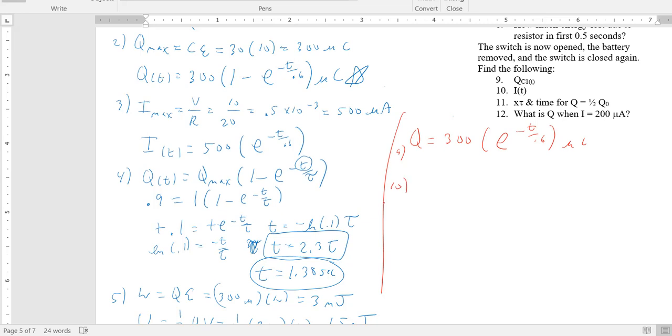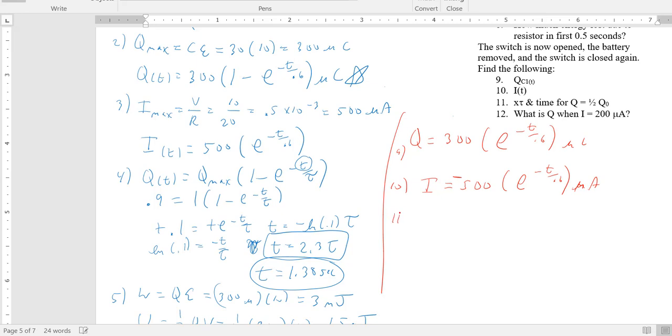Number 10, what's the current as a function of time? So the I max, before it was 500, it's going to be that again in this case. But it's going to be negative because the current's going to go the other way. We talked about that in the last video. And you're going to have your e to the negative t over 0.6. And that would be milliamps, or no, sorry, microamps.